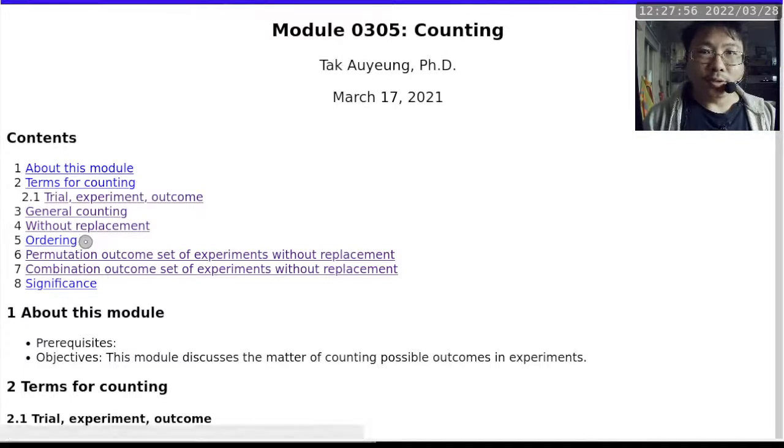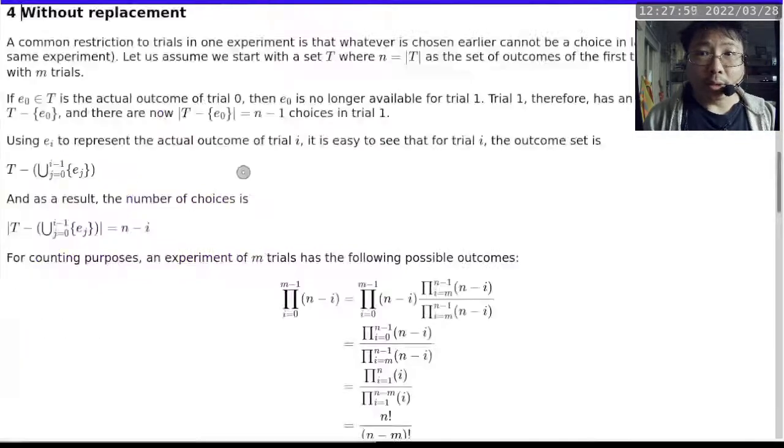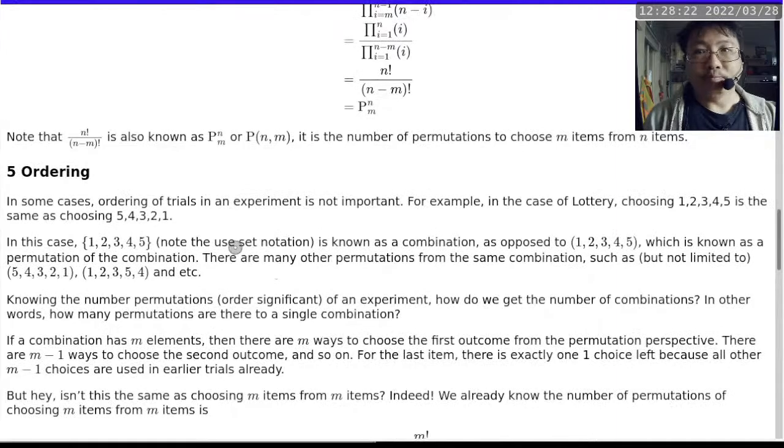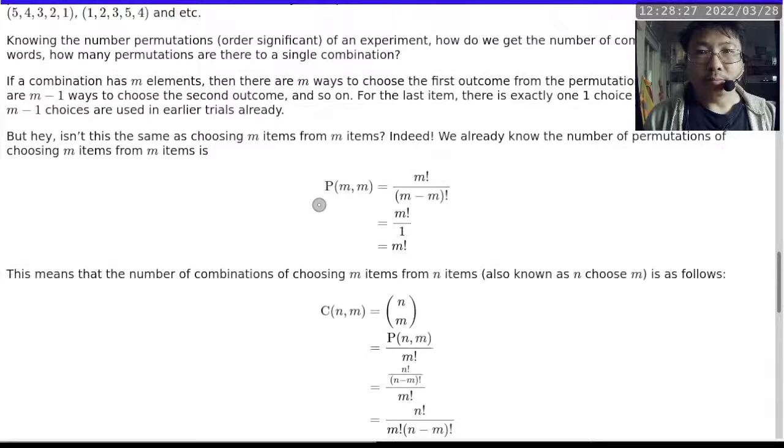So we are done with this notation here. Basically it is just a notation, P(N, M), or P of choosing M from N, which is N factorial divided by the factorial of N minus M. We definitely talked about that last time. We also talked about ordering.